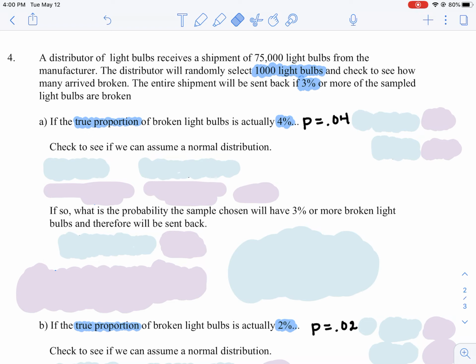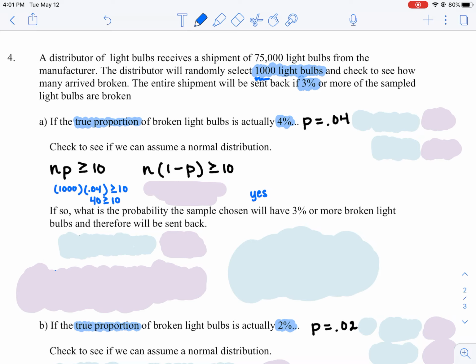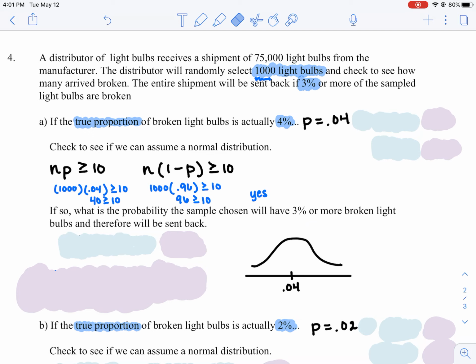1,000 is our n value, that's why before I stated, oh, that's a nice large n value. That's probably going to give us a normal distribution, right? 1,000 times 0.04 is definitely greater than 10, and 1,000 times 0.96 is definitely greater than or equal to 10. So we can go ahead and assume this is a normal distribution, and it's going to be centered around that mean of 0.04, okay? So that's the true proportion of broken light bulbs.